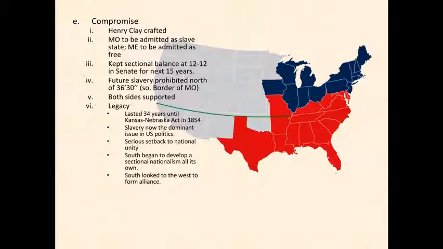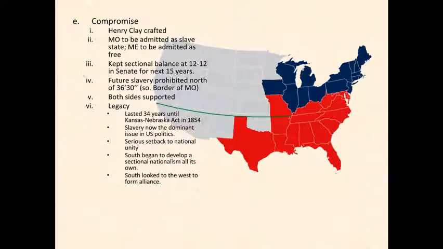So the future of slavery prohibition in the North really existed along this line of latitude. So any state that was north of the 36-degree latitude line would be a free state, so where slavery would be prohibited. So anything north of that. So that existed on the southern border of Missouri. And anything south of that line, if it was admitted to the Union, would become a slave state.